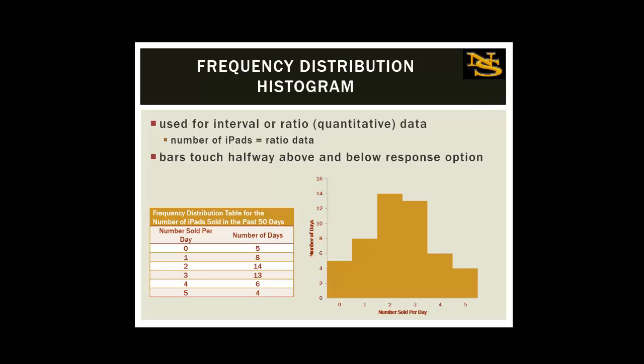Now the height of each bar corresponds to the frequency associated with each number of iPads sold. So you can see that first row in the table, 0, there were 5 days where we sold 0. Go to 0 on the chart, and you can go up to 5 on the y-axis and see that that height corresponds to the 5 days where we sold 0 iPads.